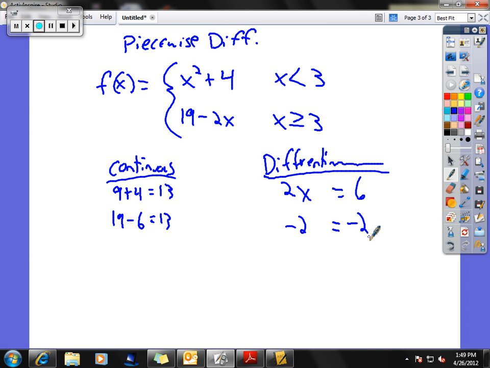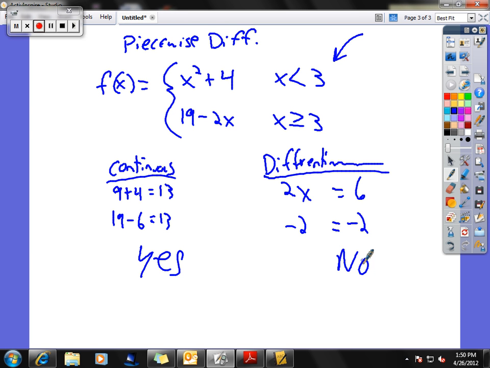You're still plugging in this same x, this 3 over here. Whatever these domains are, whatever is listed over here as your x greater than, that's always what you're plugging in, for continuity and for differentiability. But for continuity, you plug it into the originals the way they are. For differentiability, you plug it into the derivatives and see if they come out the same. Okay? So this would be yes, this would be no.